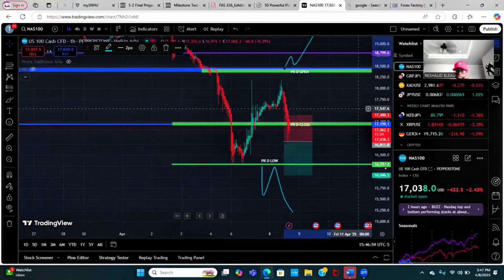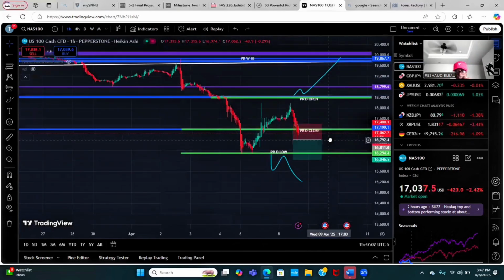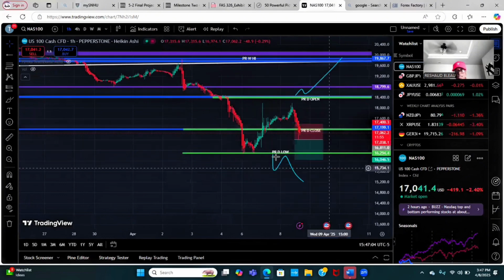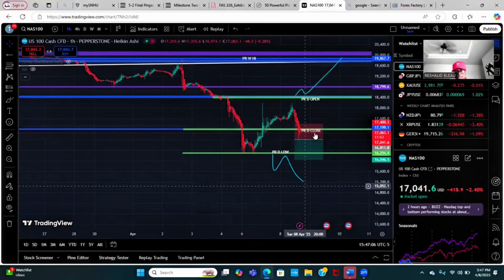I will look at this tomorrow and see what it's doing. And if I see an entry, I'll get in. But I'm getting in on the previous daily low. I'm not getting in here. But you can do as you please.